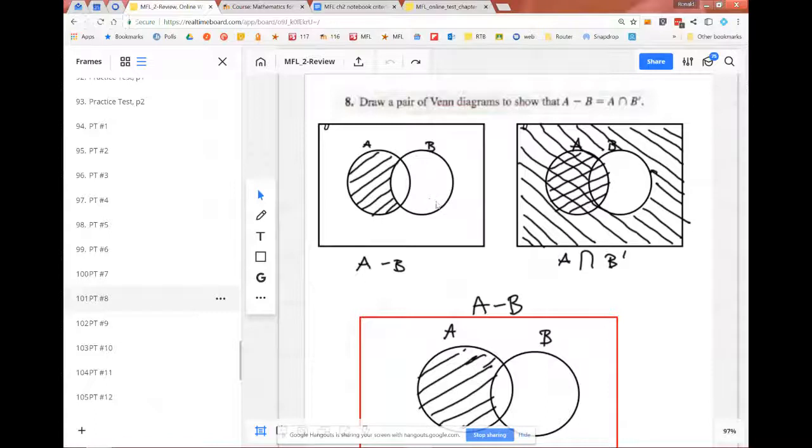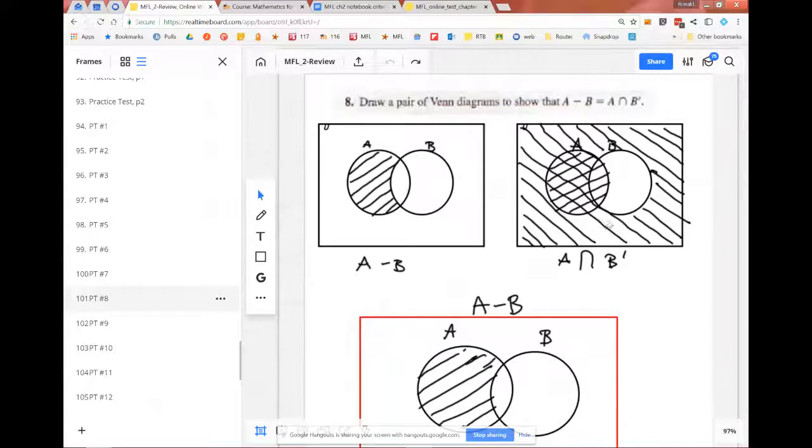On the left, A remove B. So in effect, what I had here was all of the inside of A shaded in, and then when I did the take away B, I had to erase this section right in here.